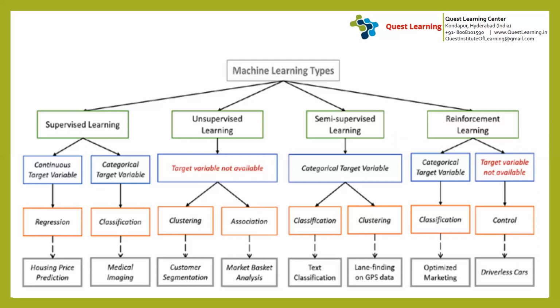So here again you are doing two things: first classification, then clustering. So we call it clustering based on the outcome. That's called lane finding GPS.